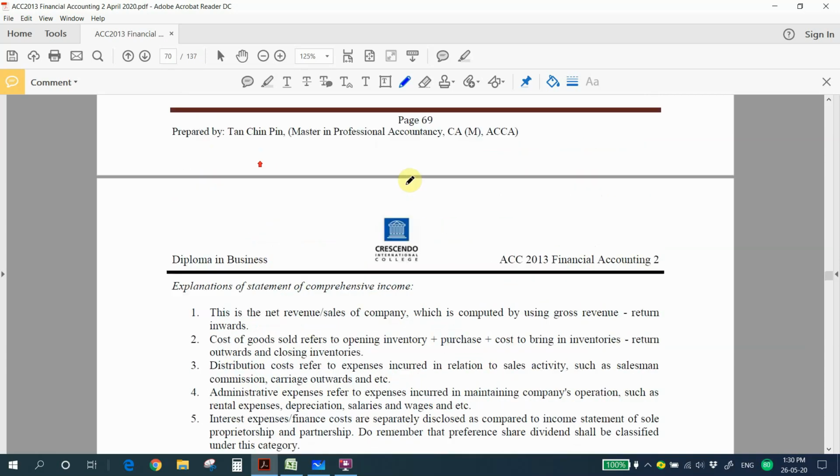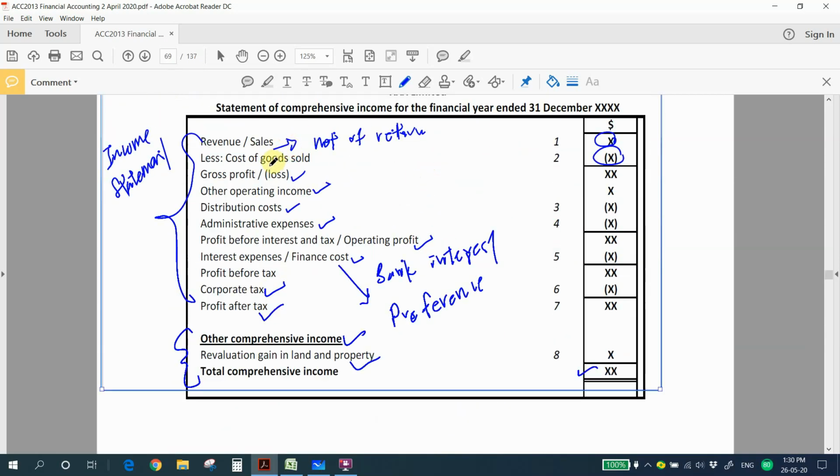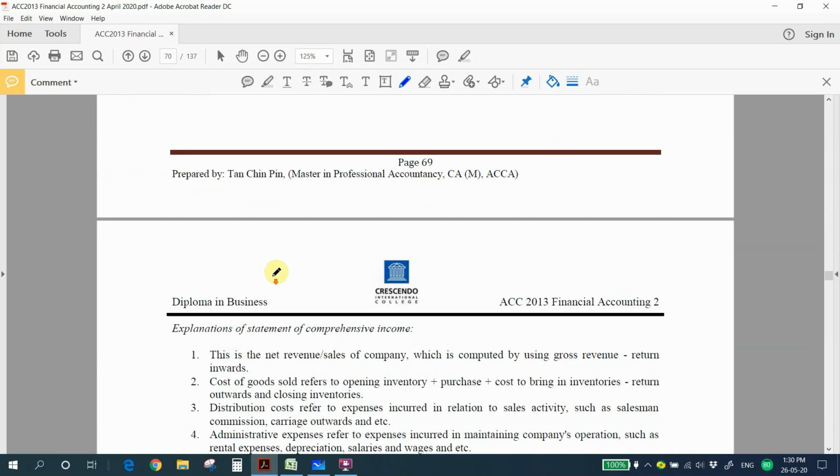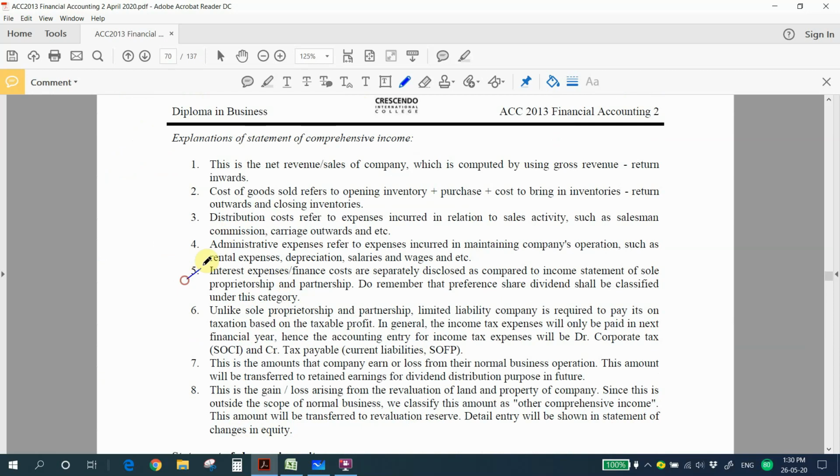Here it explains the meaning of each item in the statement of comprehensive income. So we look at number 5 and number 6. Number 5, interest expenses: finance costs are separately disclosed, as compared to the income statement of your sole proprietorship and partnership. Do remember that preference share dividend shall be classified under this category. Take note that you have to recognize preference share dividend as an interest expense. Why? Because we classify preference shares as non-current liability. So for a non-current liability, the reward that we give to the preference shareholder we classify as interest expense.